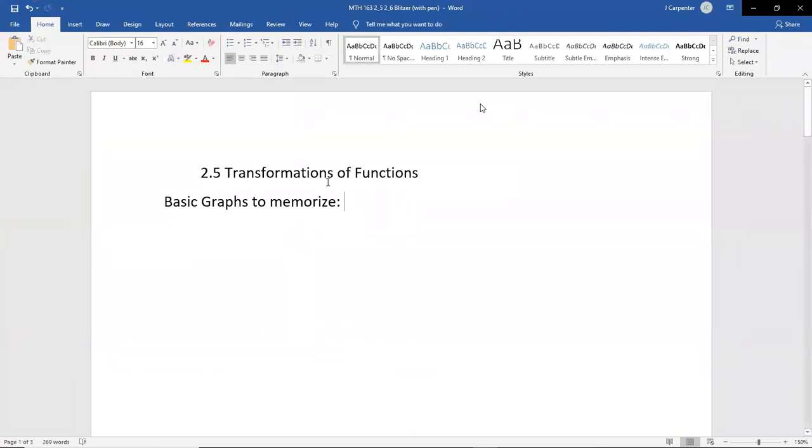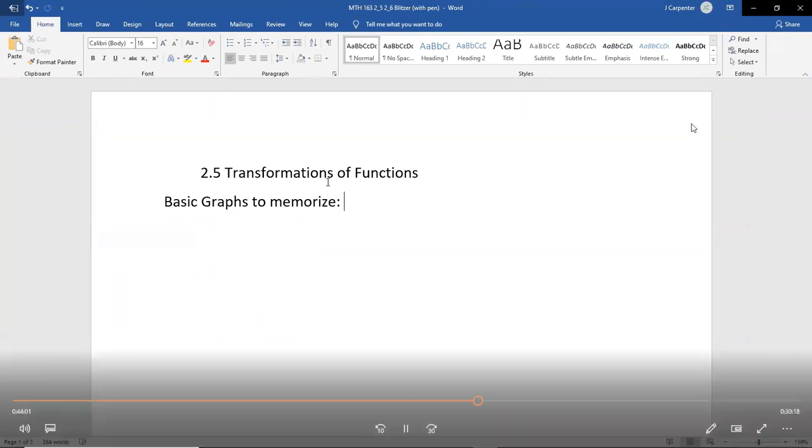2.5, transformations of functions. This is a concept that we're going to see pop up again in chapter 3. We're going to see it pop up again in chapter 4. You're going to see it pop up in trigonometry if you go on to take pre-calc 2. Then when you go to calculus, whether you have the trig version or the non-trig version, you'll see this happen again. You don't get to forget it.